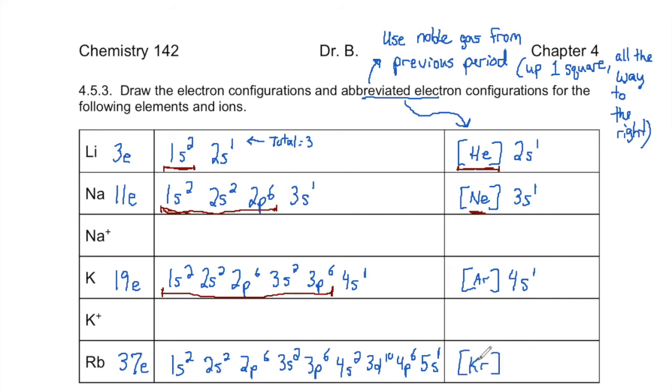The noble gas in the previous period for rubidium is krypton. Krypton has 36 electrons. So these first 36 of the 37 electrons of rubidium are the same as the krypton electron configuration. And then there is one more electron that goes into the 5s orbital. One advantage of these abbreviated electron configurations is that it makes it more obvious how these elements are related to each other. You can see the family resemblance in this family of alkali metal elements.